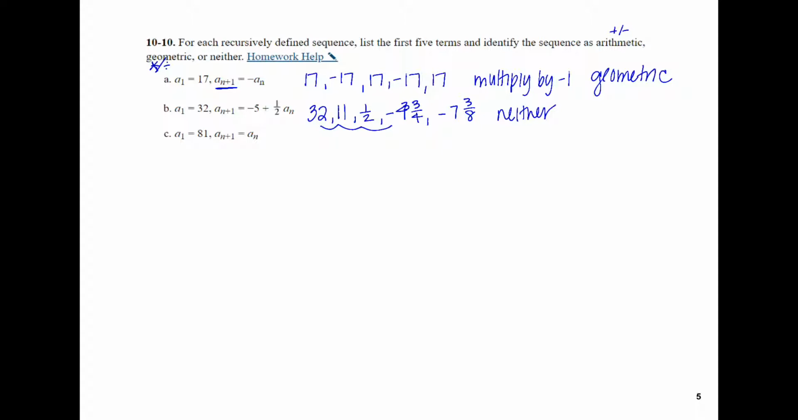Looking at letter C, it says our first term is 81. To get to the next term, we are just going to use the previous term. So our sequence is 81, 81, 81, 81. And this would actually be, we could multiply by 1, or we could add 0 to get from one to the next. So we say this is geometric and arithmetic.